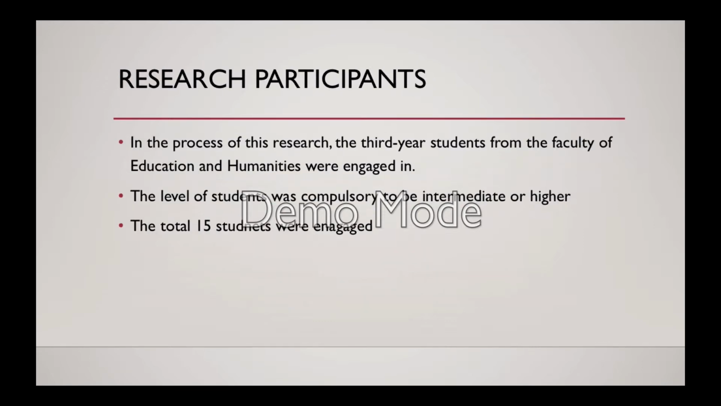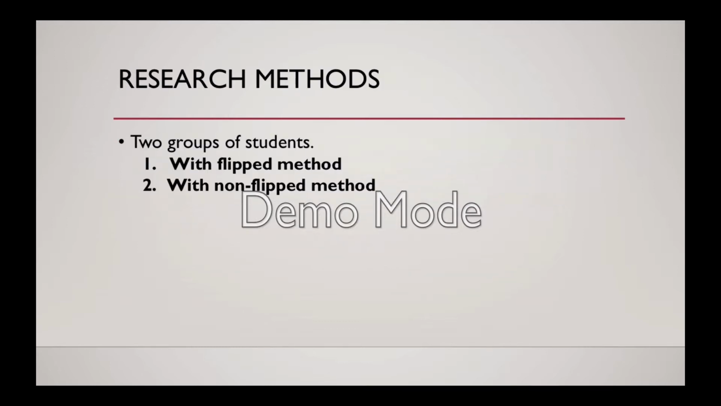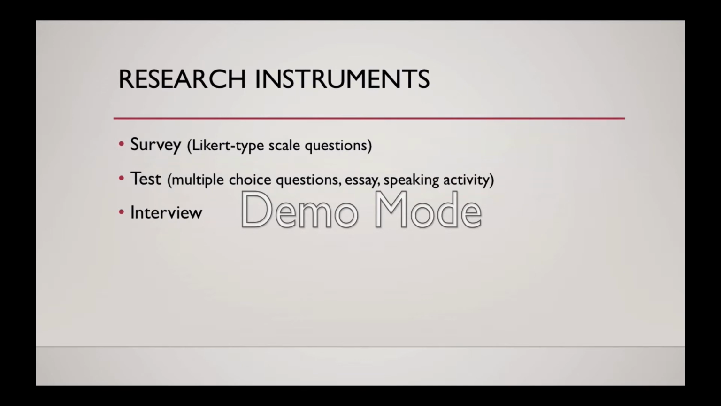The research participants in this process are the students of the Süleyman Demirel University from the Faculty of Education and Humanities. The third year students were engaged. The level of these students was from intermediate to higher, and a total of 15 students were engaged in this research process. They were divided into two groups. One had lesson with the flipped approach, and the second one had the lesson with non-flipped method. So the research instruments were the survey, test, and interview.